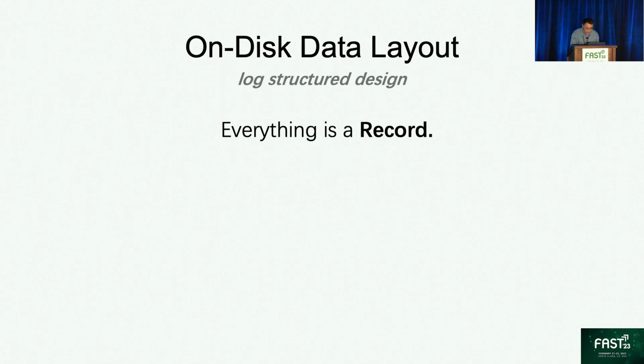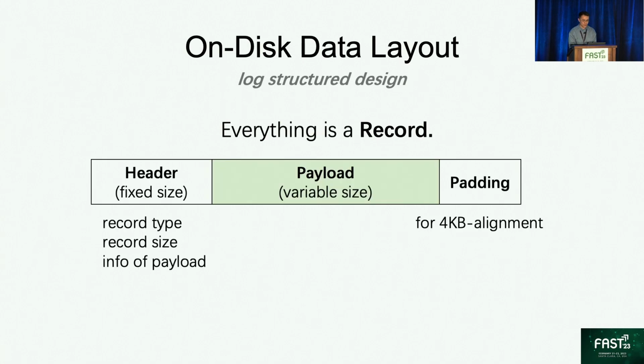The record has three parts. The header has a record type, record size, and especially the information about the payload. The payload is of variable size and has extra content that we should write to disk. The padding is for 4 kilobytes alignment because of the direct I/O syscalls.